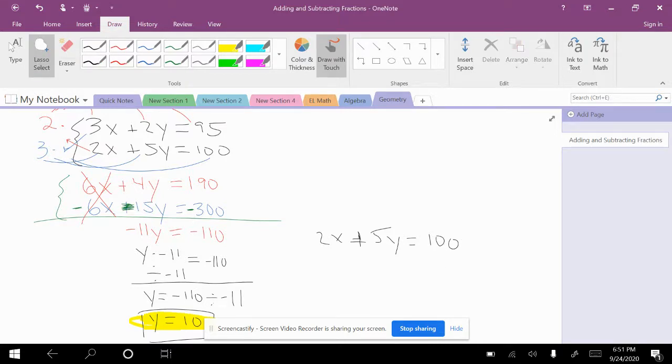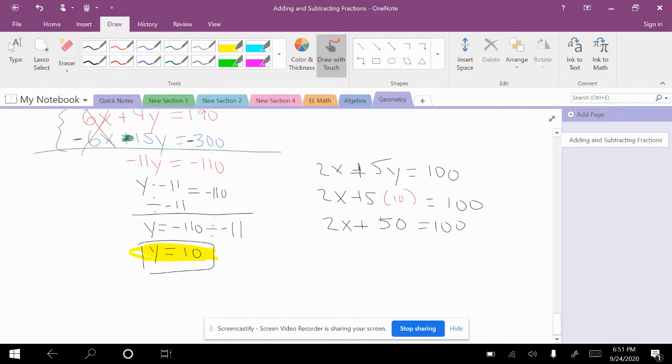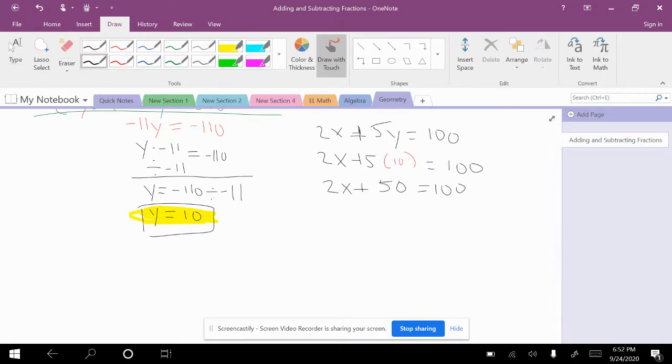Instead of y, I'm going to put 10. En vez de y, tengo que poner 10, porque el valor de y es 10, because the value of y is 10. I can bring down everything, and now I solve. I do multiplication first, so 5 times 10 is 50. So 2x plus 50 equals 100. And again, you can solve this any way you want. I'm going to do backtracking.